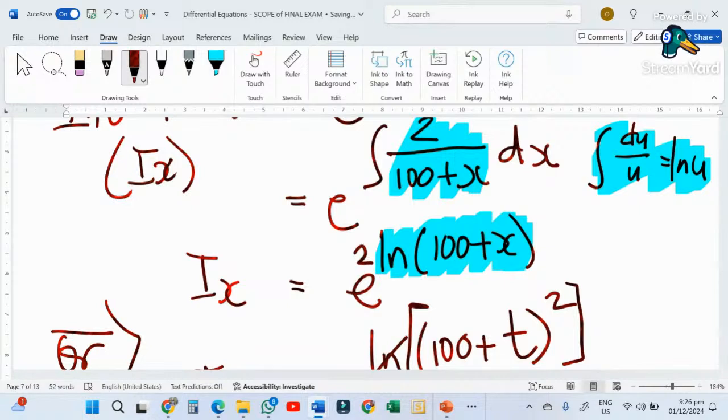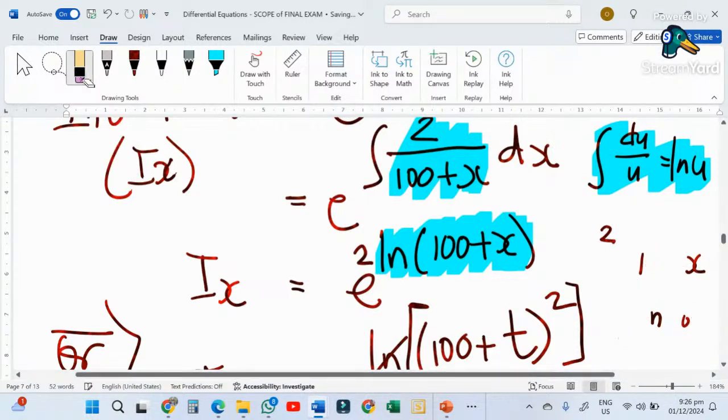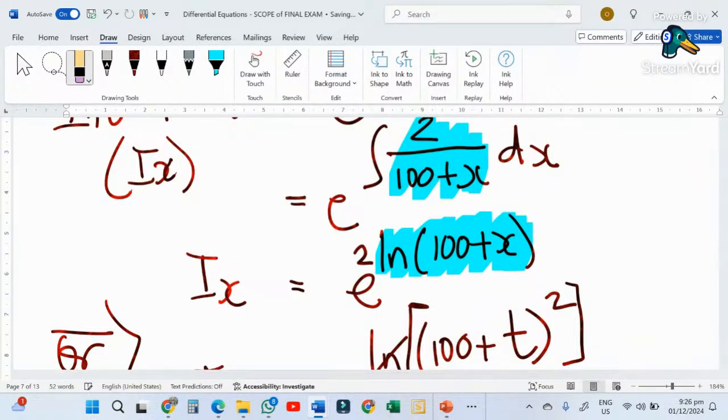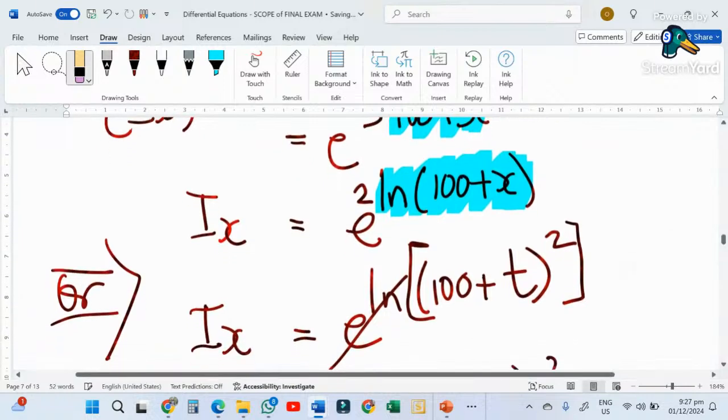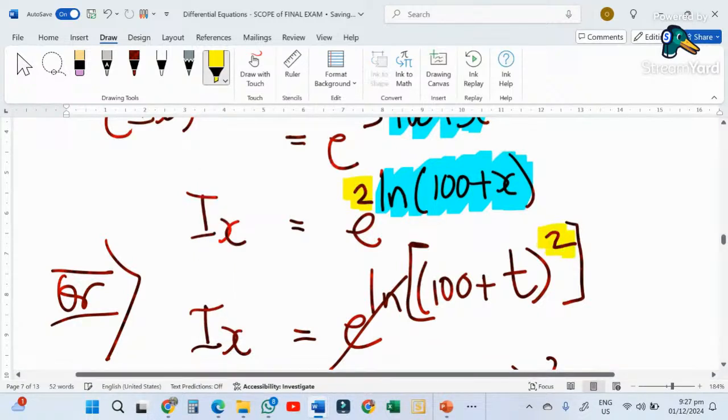Now, the 2 can be separated, so you can do like 2 times the integral of dx over 100 plus x. Because this is already a du over u, so you will have 2 ln u, wherein u is 100 plus x. All right? Okay. So 2 ln 100 plus x can be simplified as your 2 here can be an exponent of your u. Okay? So that would be ln 100 plus x.